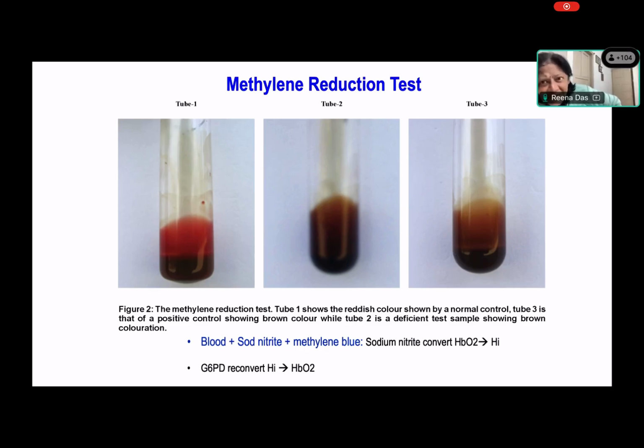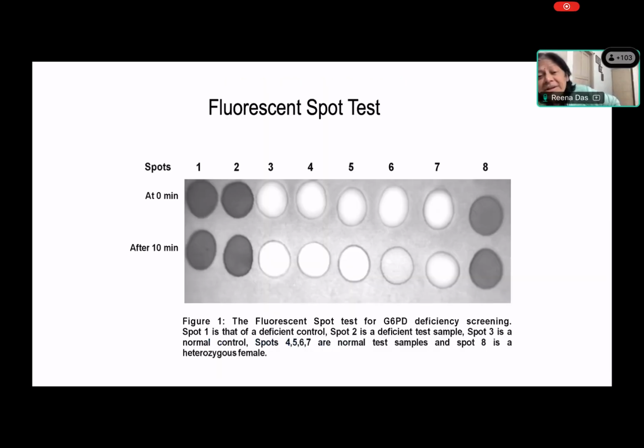But since it's a very simple test, it's not expensive, and the problem is that this is not a quantitative test. So for screening this is a good test, but if you want to do a quantitation of the enzyme, then there are other methods. In the field, many people want to do the fluorescence spot test because you can make the blots and transport the filter papers and do the test later on in the lab. The fluorescence spot test is also a good test if you're trying to identify a female with G6PD deficiency, because the carriers will give you indeterminate kind of results basically.